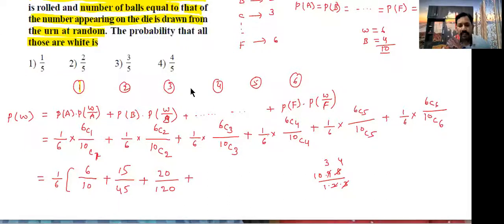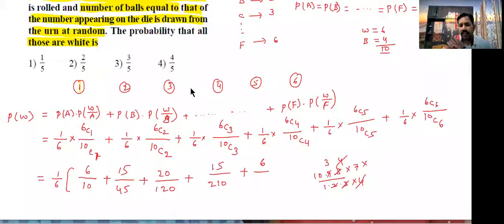6C4, that means 6C2. 6C2 value we already know. Now what is 10C4? Here 7, here 4. The 4s cancel. 7 3s are 21, 210. Next, 6C3 completed, 64 complete. 6C5, that is 6.